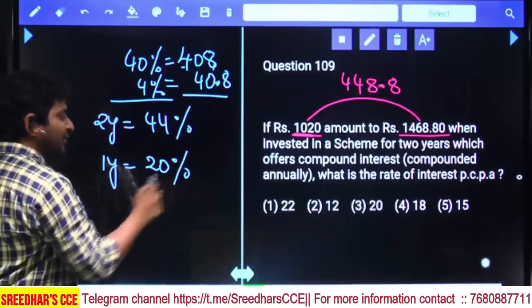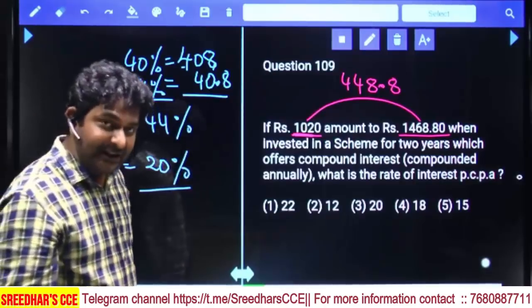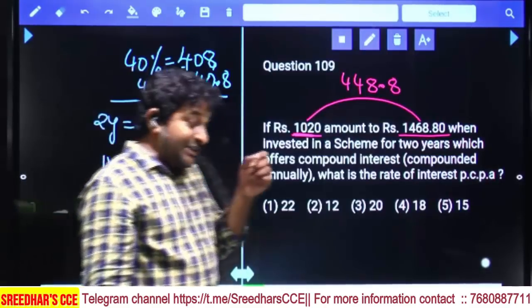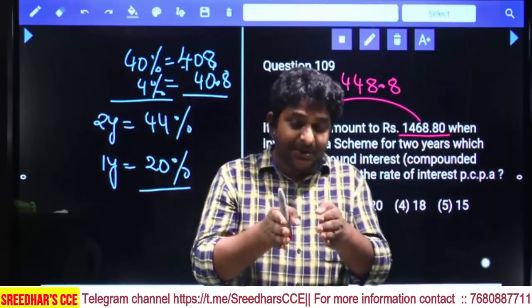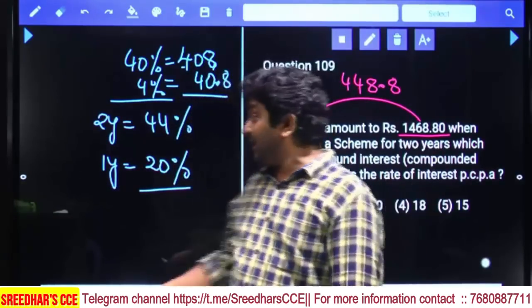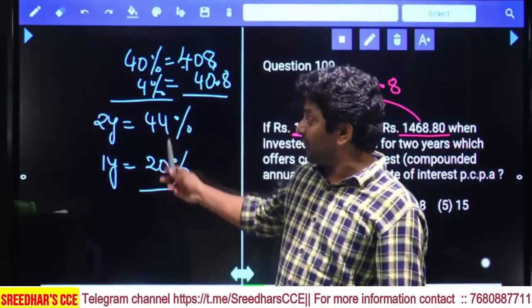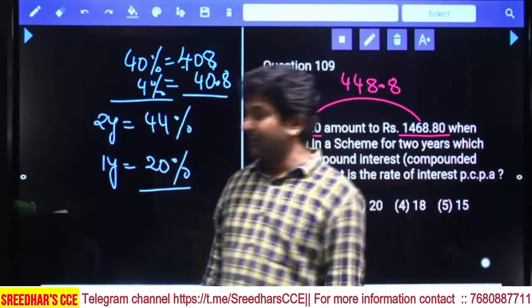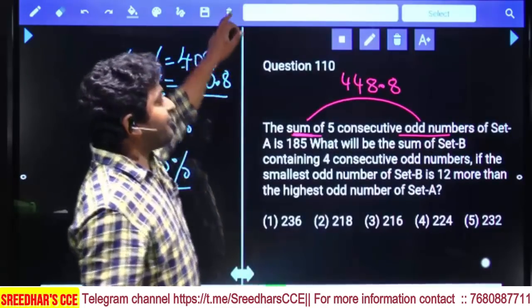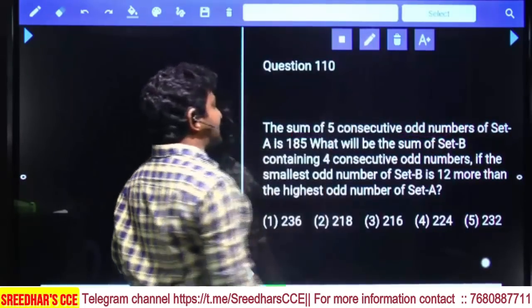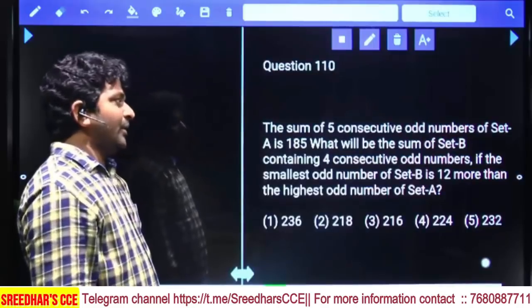percentage only. You know that we have to go for relative percentage. If it is x percentage per annum, for 2 years that will be x percent plus x square by 100. In that way, for 2 years if it is 44, for 1 year it has to be 20 only. Direct. Next. The sum of 5 consecutive odd numbers is equal to 185.